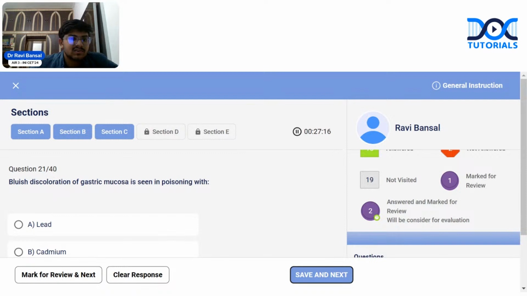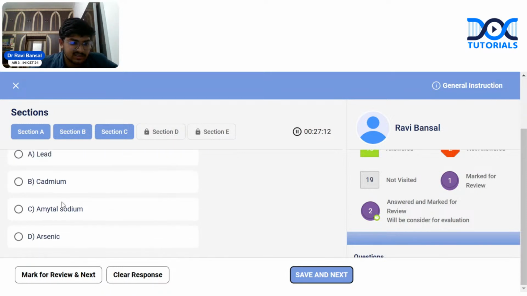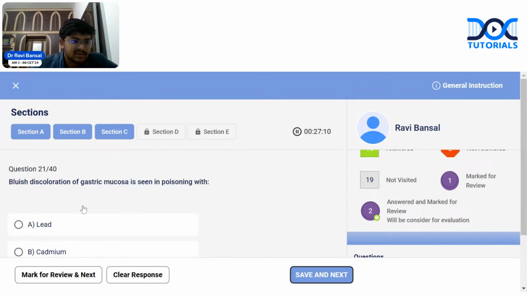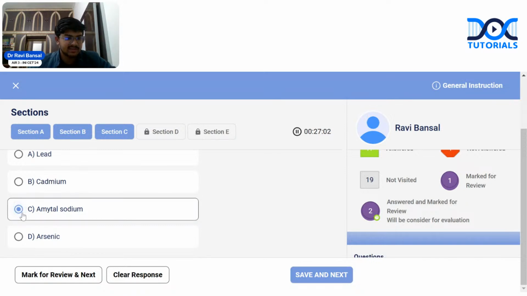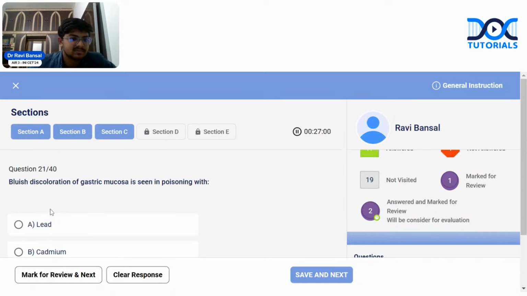Bleached discoloration of gastric mucosa is seen with poisoning. So there is blue, there is copper sulfate. I remember it, but there is no option of copper. So lead, cadmium, amyl sodium, and arsenic. So this is a PYQ. This is a NEET PYQ, I think. So amyl sodium changes the gastric mucosa to blue.